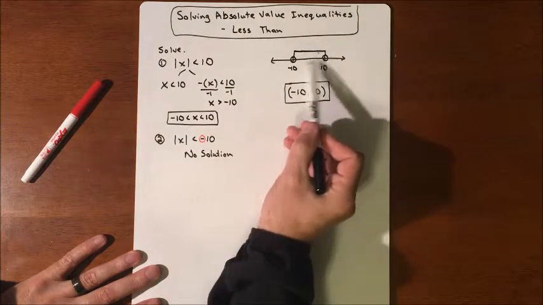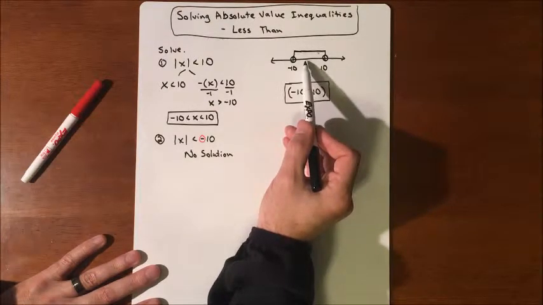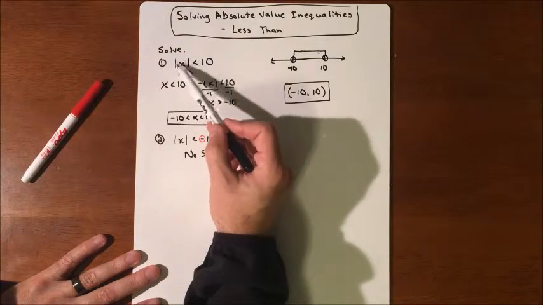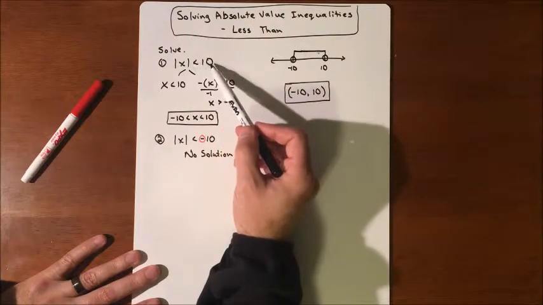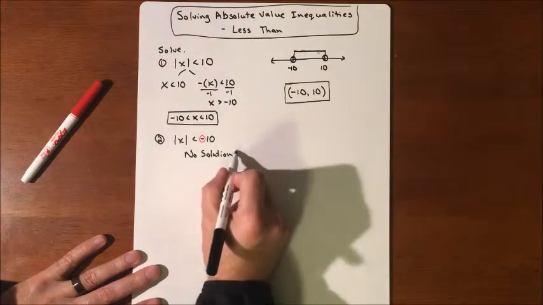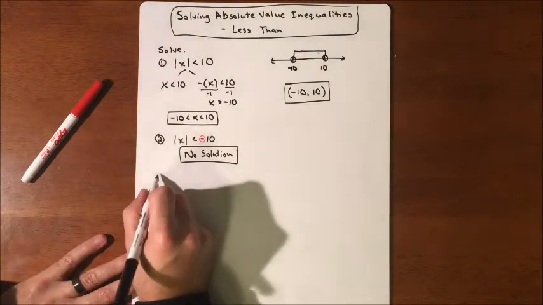As opposed to up here, if we take a value in this range like 5 or negative 5, if we take a negative 5, it's in this range and we plug it in, the absolute value of negative 5 is positive 5, and positive 5 is less than 10. But nothing is going to be less than negative 10. So that's our solution for that.